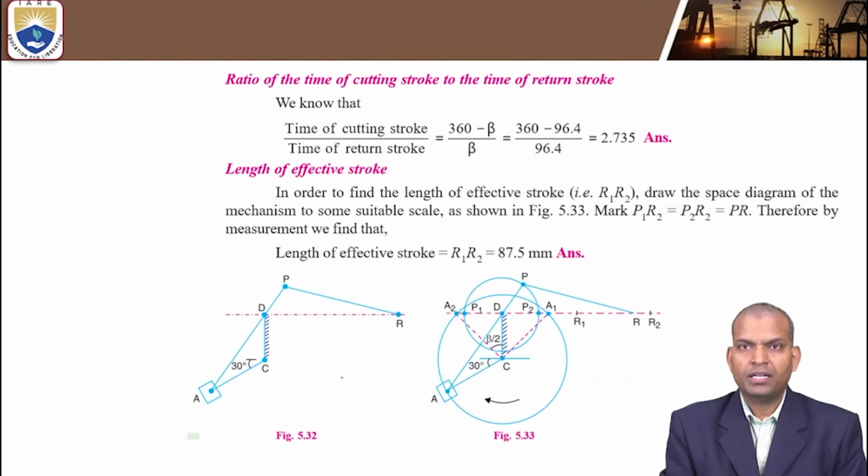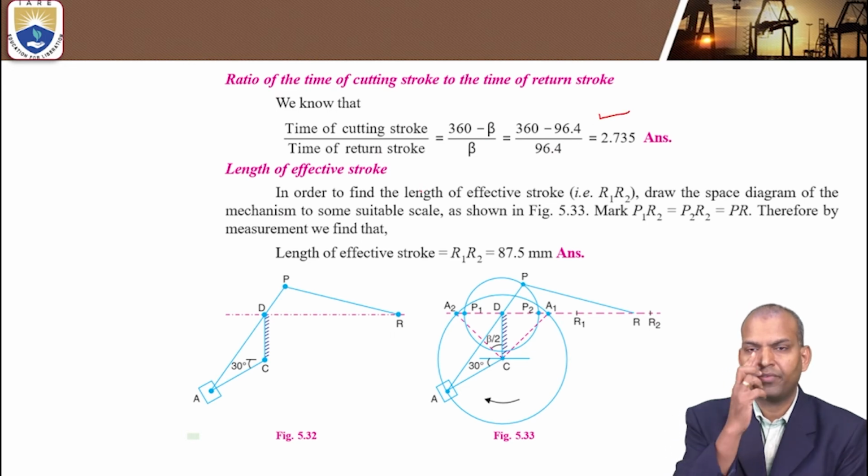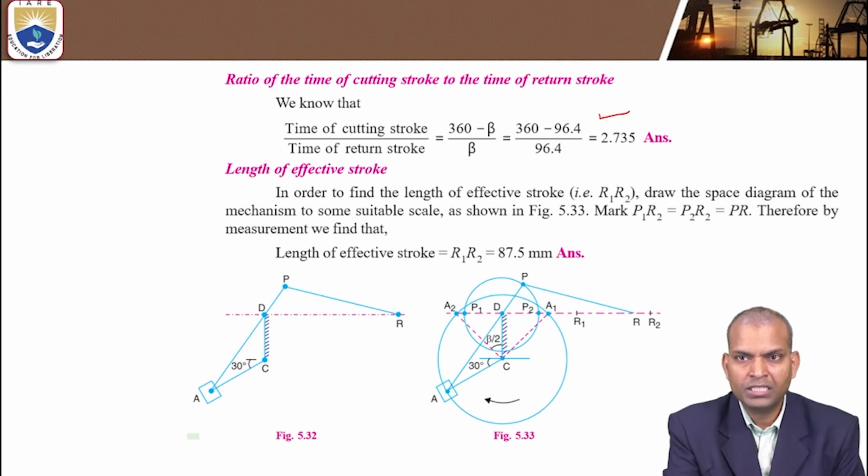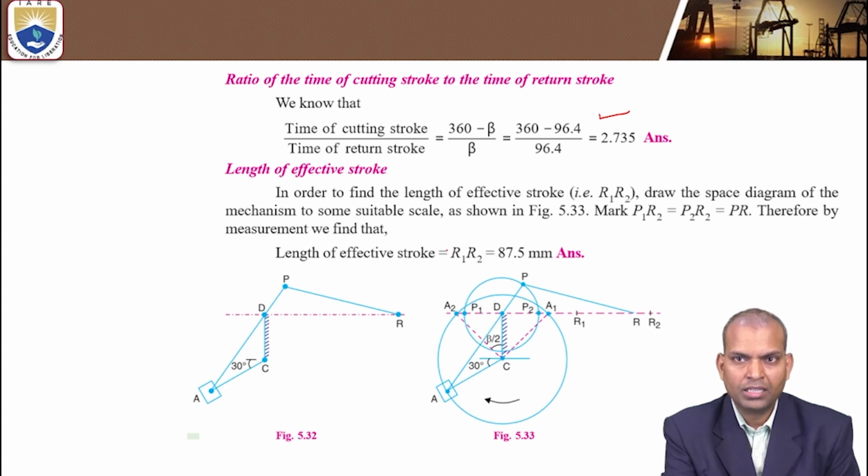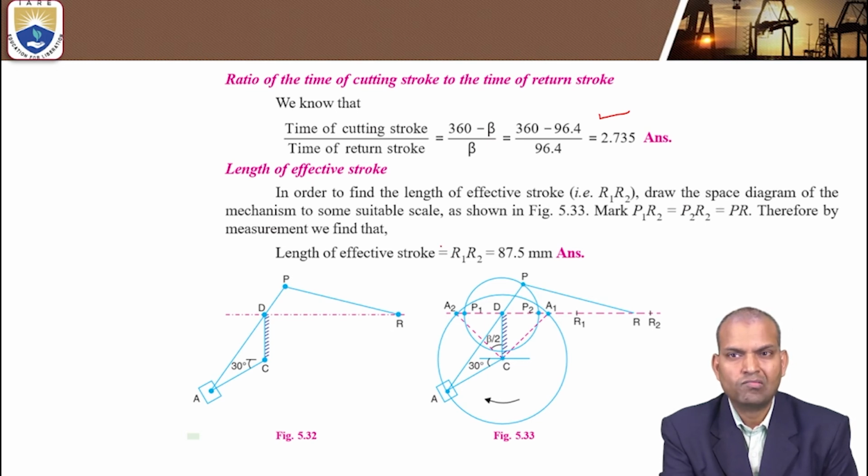Now we know beta. What is the time of cutting stroke to time of return stroke? It is (360 degrees minus beta) by beta. Substituting over here, that is 2.375. Very important: as we studied the length of the strokes in the crank and slotted lever mechanism, we can't find it directly here. It is a little bit complicated in comparison to the crank and slotted lever mechanism.